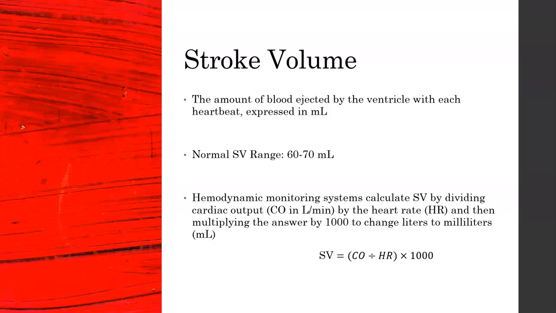All right, so next we're going to talk about stroke volume real quick. Stroke volume is the amount of blood ejected by the ventricle with each heartbeat, and this is expressed in mils. So normal stroke volume range is 60 to 70, and hemodynamic monitoring systems calculate stroke volume by dividing cardiac output by heart rate and multiplying it by 1,000. So cardiac output divided by heart rate times 1,000 is your stroke volume, and 60 to 70 is your normal. Stroke volume can be affected by preload, afterload, and then the contractility of the heart.